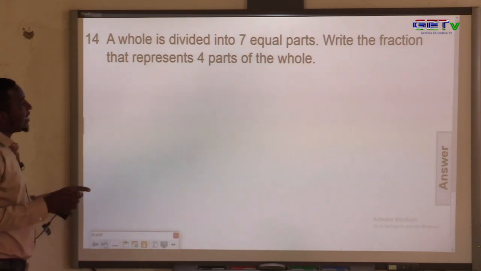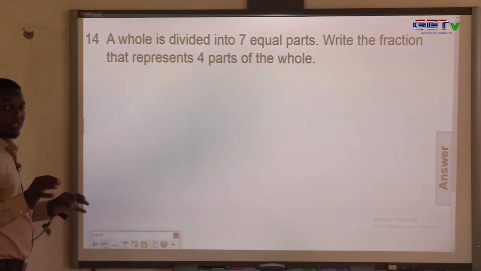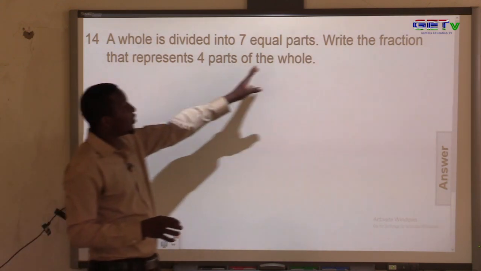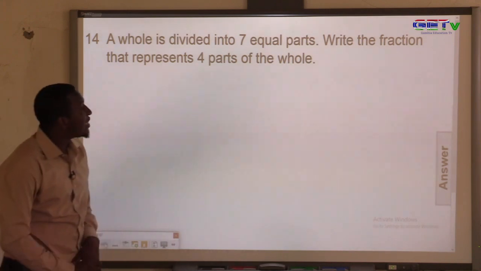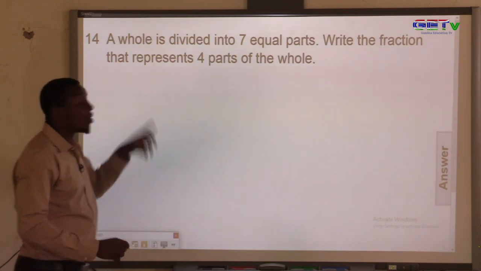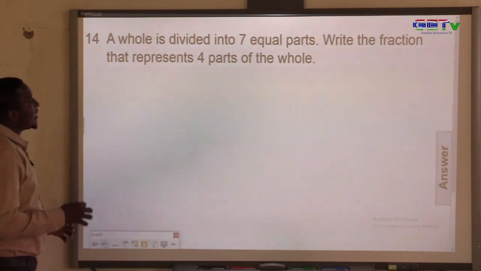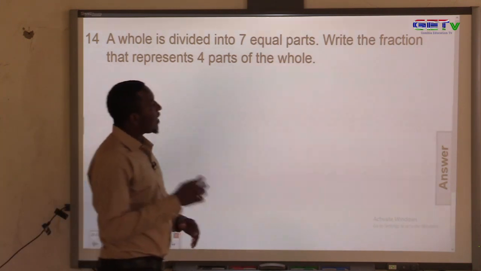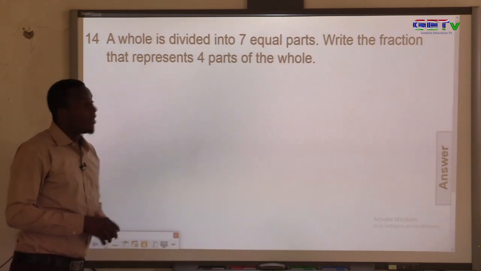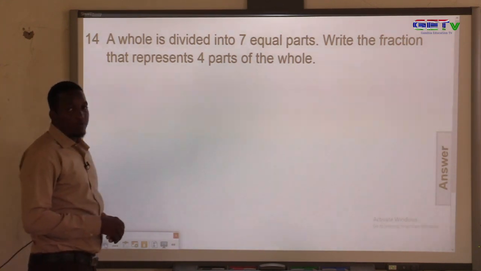A whole is divided into 7 equal parts. In the first question, it was divided into 4 equal parts. In the second question, it was divided into 6 equal parts. But in this case, it is divided into 7 equal parts. We are asked to write the fraction that represents 4 parts out of the whole. Again, I will take the question. A whole is divided into 7 equal parts. Write the fraction that represents 4 parts of the whole.